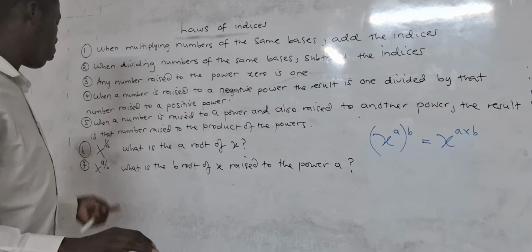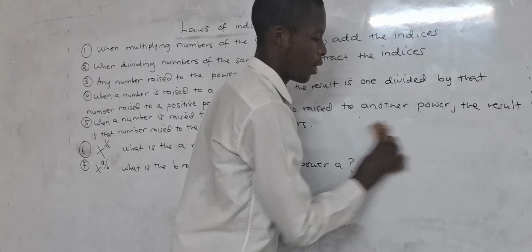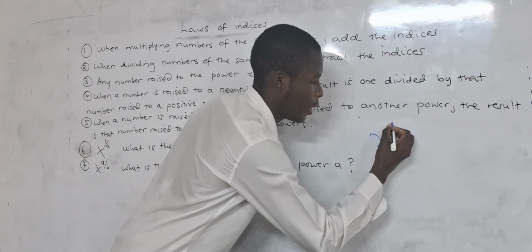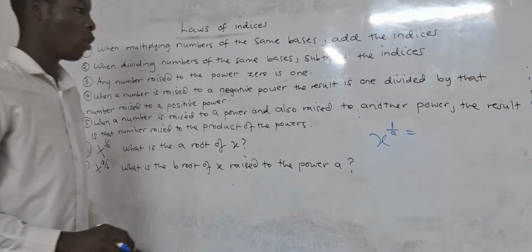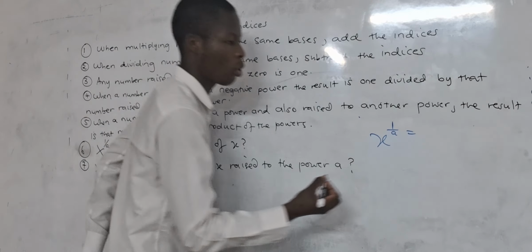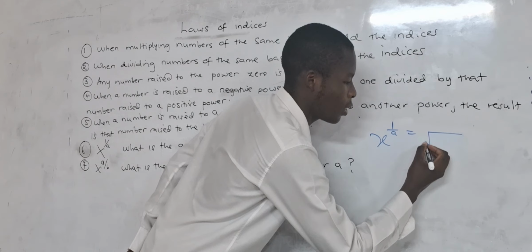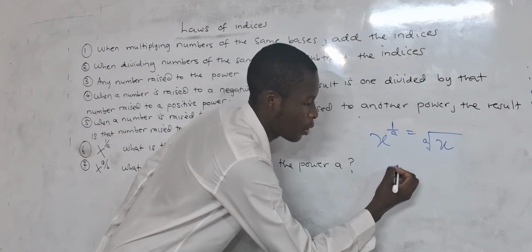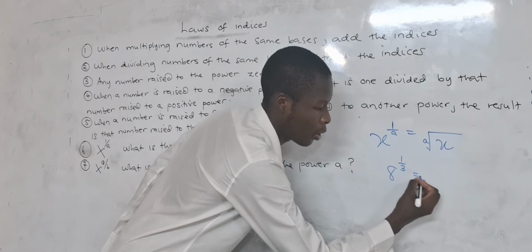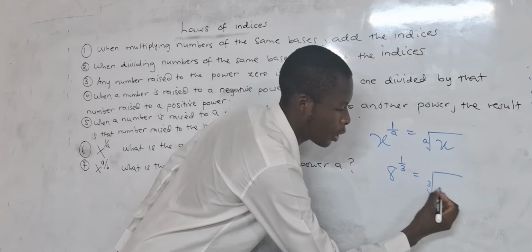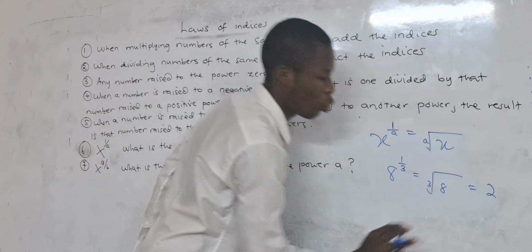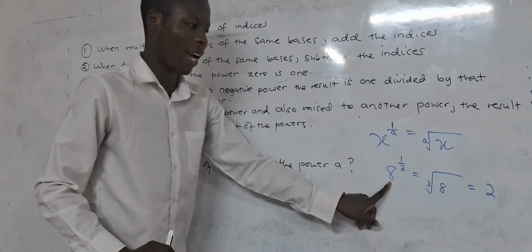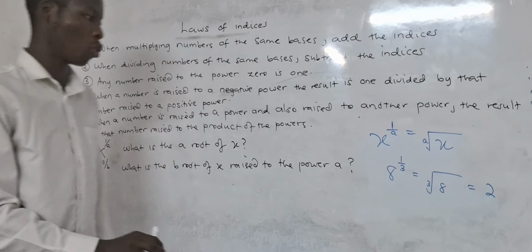Okay? Let's move on to law number 6. x to the power 1 divided by a means the a-th root of x. For example, you can write 8 to the power 1 by 3. This means the cube root of 8, which is 2. A number which multiplies itself 3 times and gives us 8 is nothing but 2.